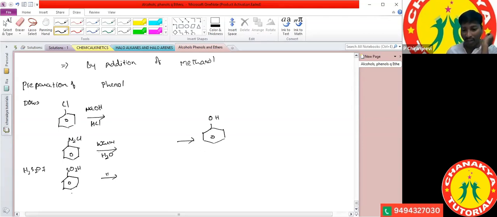And what is another method we are using in the preparation of phenol? Another one is from salicylic acid, a decarboxylation reaction. Sodium carboxylate, COONa, is treated with soda lime. What is meant by soda lime?